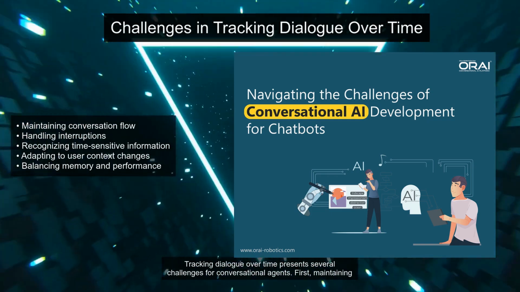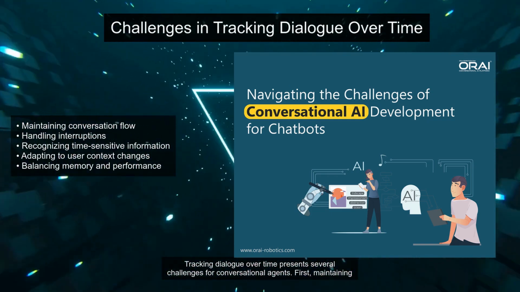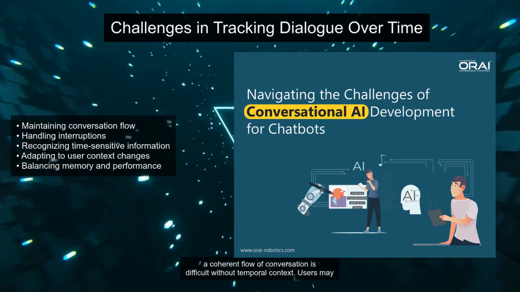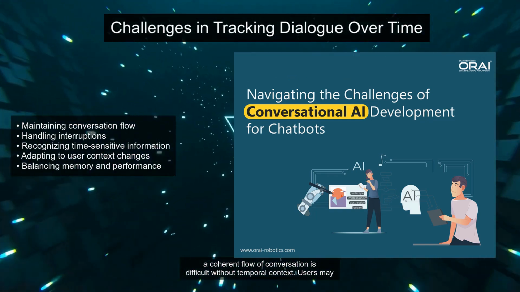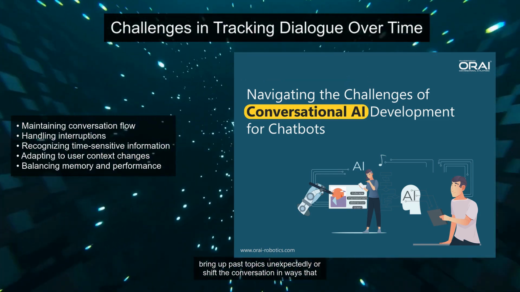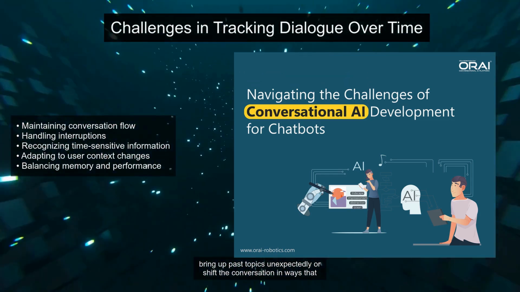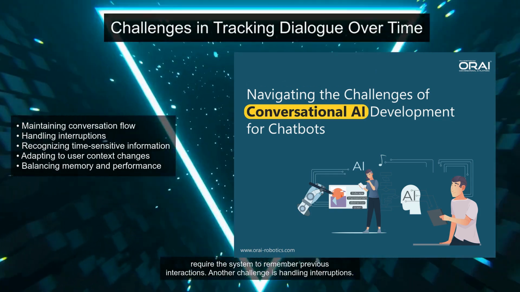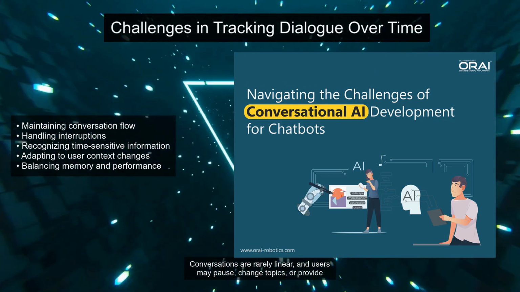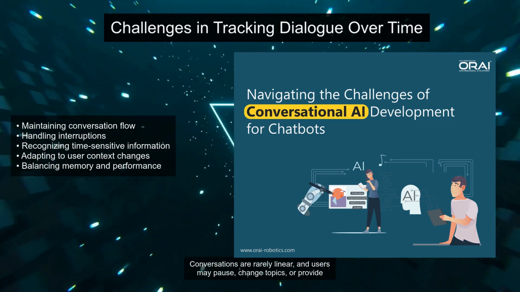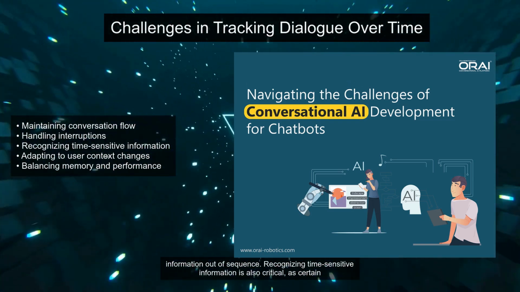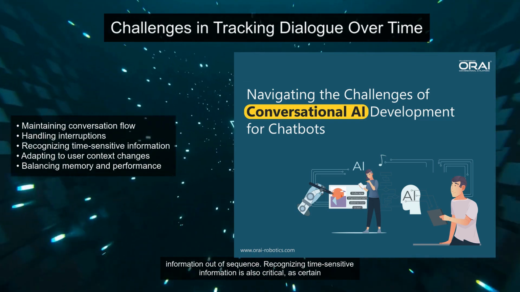Tracking dialogue over time presents several challenges for conversational agents. First, maintaining a coherent flow of conversation is difficult without temporal context. Users may bring up past topics unexpectedly or shift the conversation in ways that require the system to remember previous interactions. Another challenge is handling interruptions. Conversations are rarely linear, and users may pause, change topics, or provide information out of sequence.